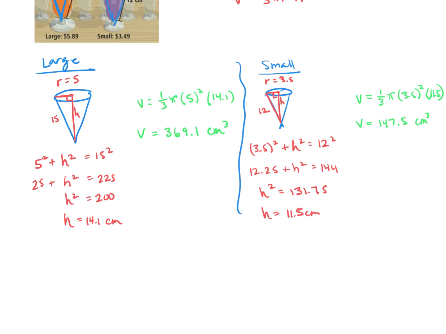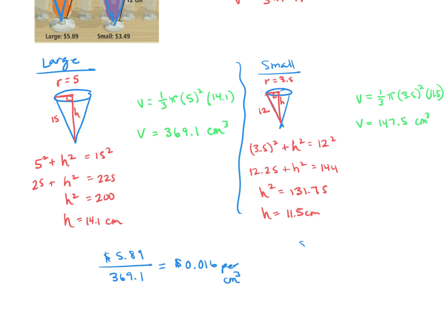So the large smoothie costs $5.89. So we're going to take that $5.89 and divide by the volume of 369.1 centimeters cubed. That gets us, it's going to be a dollars per centimeter cubed type of answer, 0.016 per cubic centimeter.